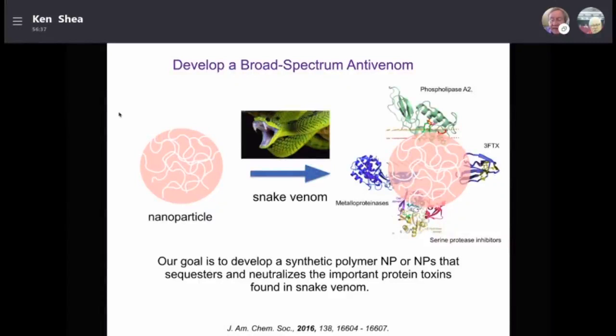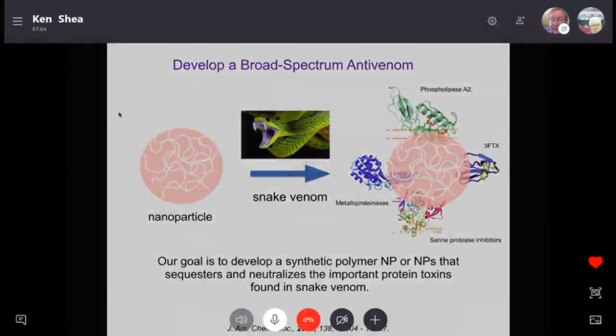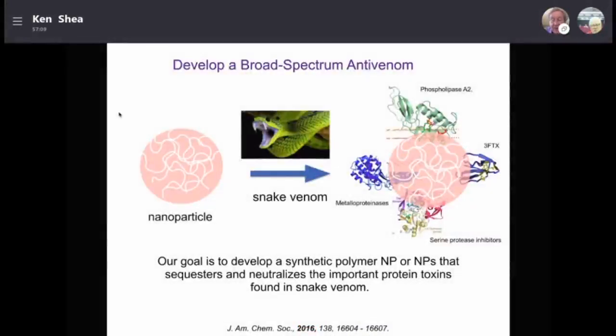We have identified at least 3 main protein toxin families that are found across all species of venomous snakes. These are phospholipase, 3-finger toxins, and the metalloproteinases. Those 3 protein toxins in particular contribute importantly to tissue necrosis. These are the terrible disfiguring consequences of snake envenomation that oftentimes result in the loss of a limb.